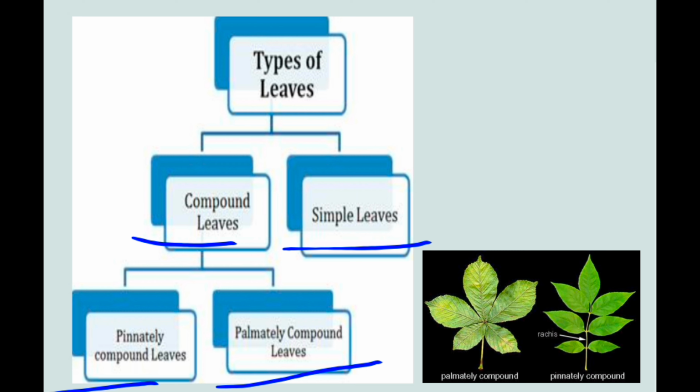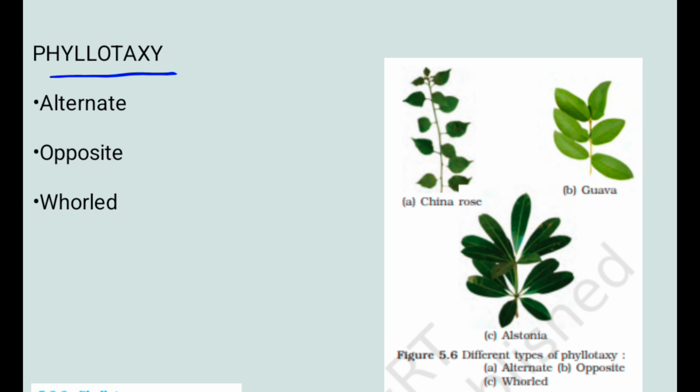In pinnately compound leaves, the midrib is called rachis. It is found in neem plant. Next is palmately compound leaves. The leaflets are attached to a common point, that is tip of petiole, found in silk cotton. Phyllotaxy is the pattern of arrangement of leaves on stem or branch.